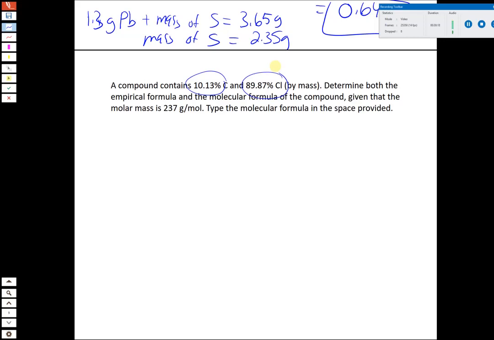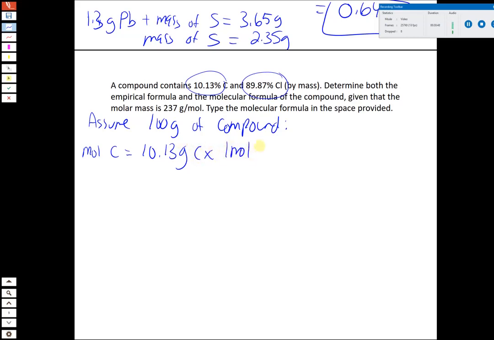Alright, so the first thing we do in these problems is we convert. We assume 100 grams of compound. As I said, we're talking about mass percents here, so that's the convenient way to do things. So with 100 grams of compound, we look for the moles of each element. The moles of carbon: in 100 grams, you have 10.13 grams, because it's 10.13% by mass. Then we use atomic mass to figure out the moles of that element. Atomic mass of carbon from the periodic table is 12.01 grams per mole. So we divide by that to get moles of carbon.